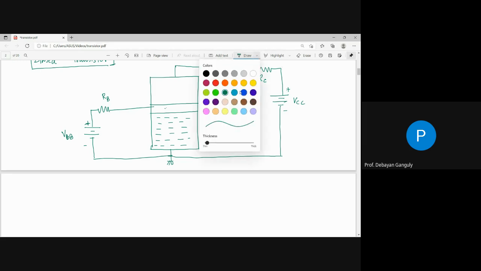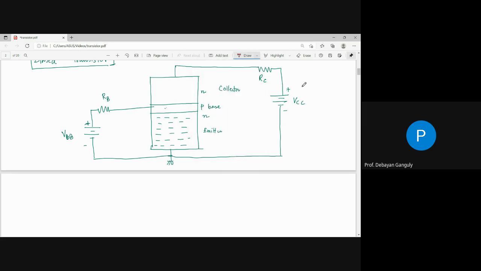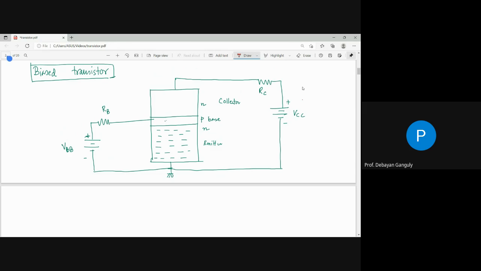One is called the base emitter voltage, and the other is the collector emitter voltage. This is the base emitter voltage, VBE, and this voltage before the resistance is the collector emitter voltage, VCE. So I think you understood why I am applying the battery in such a way, because I want a current from the emitter to the collector junction. Whenever the electron flows from emitter to collector, then we will get the current.